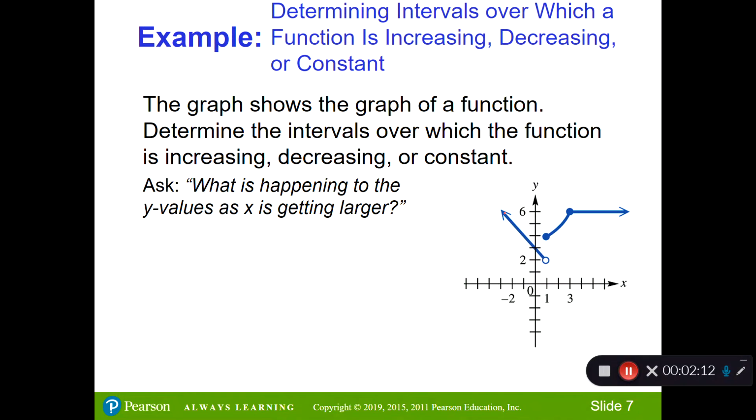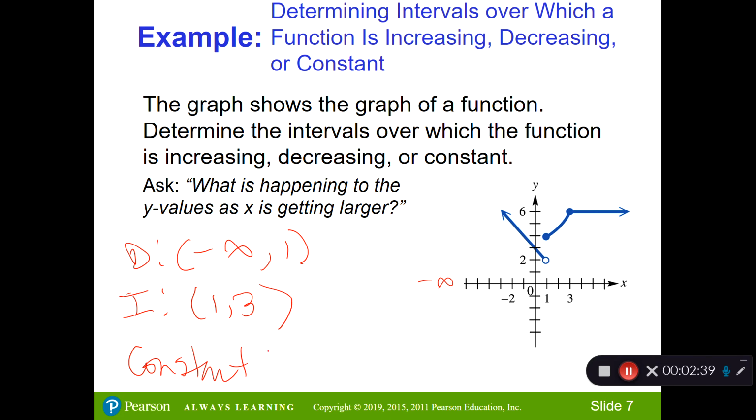So here I am decreasing on this branch. So where is that? That's from negative infinity out here on the x-axis all the way to 1. So I'm decreasing from negative infinity to 1. And then it is increasing between 1 and 3 because the graph is going up on this interval. And then it's constant on this interval. So it's constant from 3 to infinity.